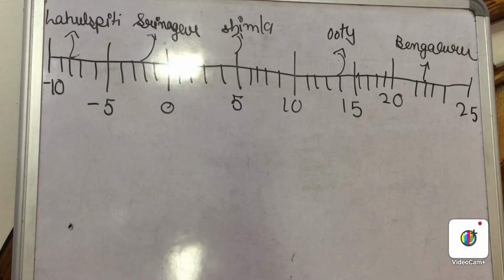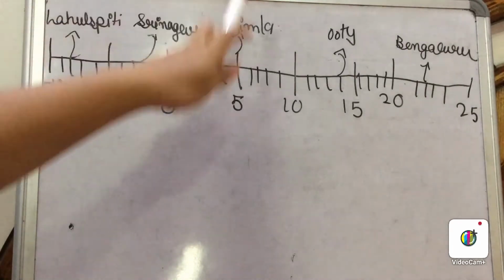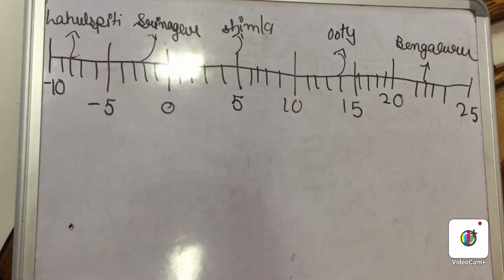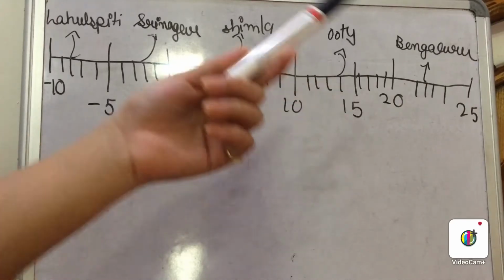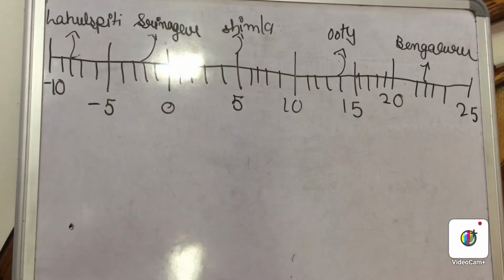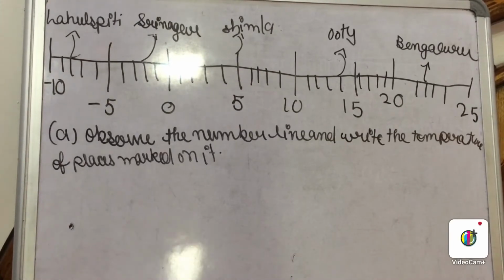In this question, the following number line shows the temperature in degrees Celsius at different places on a particular day. Here are the places: Lahul Spiti, Srinagar, Shimla, Ooty and Bengaluru. And here are the temperatures: -10, -5, 0, 5, 10, 15, 20, 25. Now we have to solve the questions. Our first question is: observe the number line and write the temperature of places marked on it.